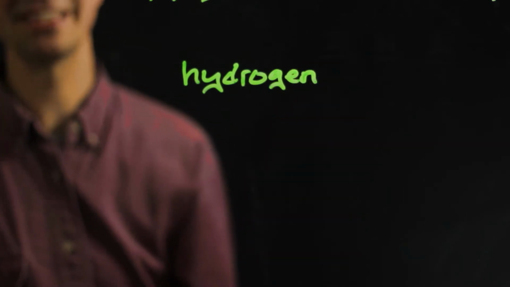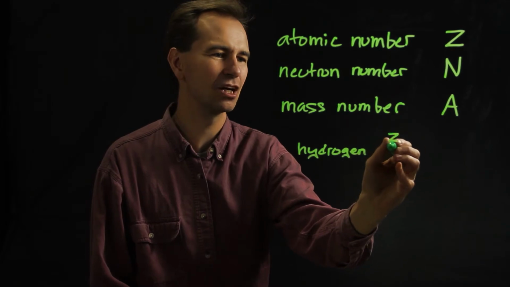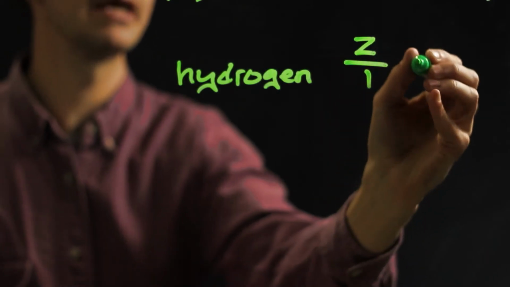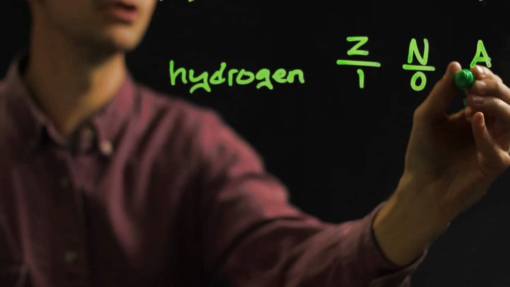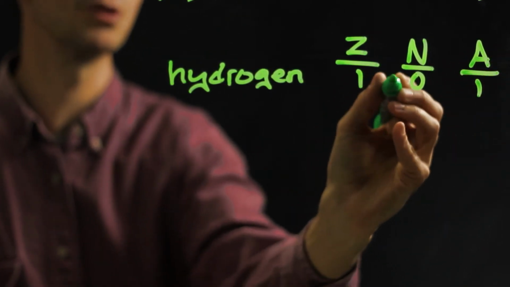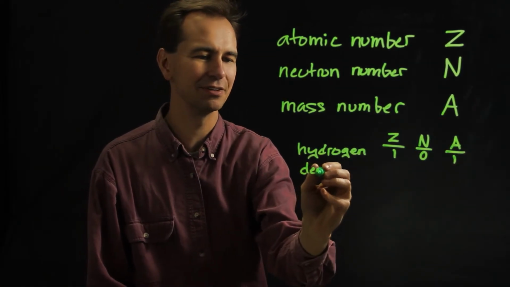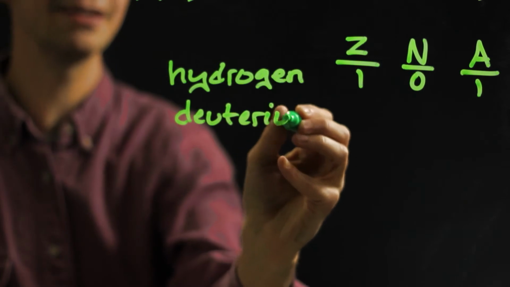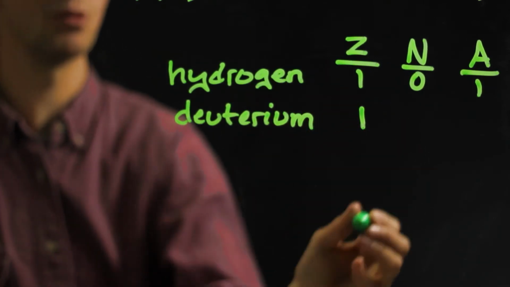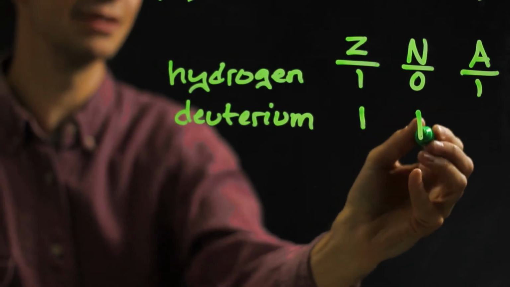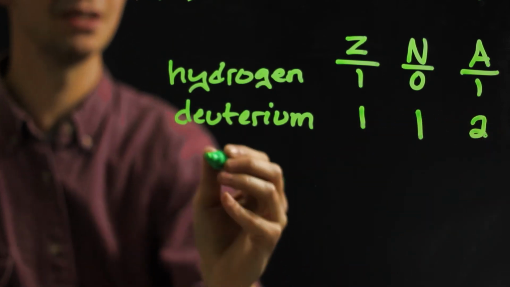Hydrogen is the simplest atom that you can imagine. It has an atomic number of 1 and a neutron number of 0. So its mass number would be 1, because that's just 1 plus 0. There's another isotope of hydrogen called deuterium. And just like hydrogen, it has an atomic number of 1, but its neutron number is also 1. So its mass number would be 2, 1 plus 1.